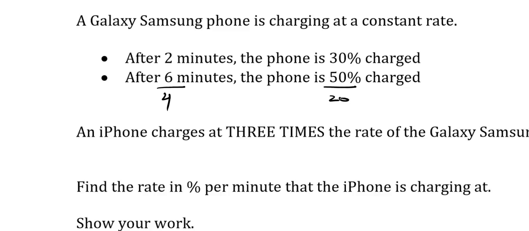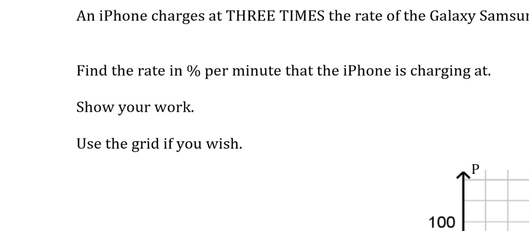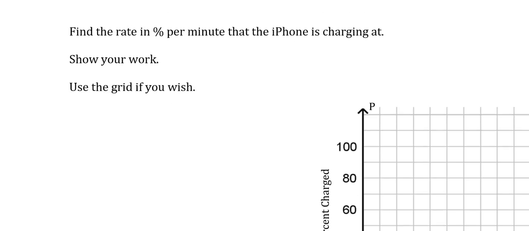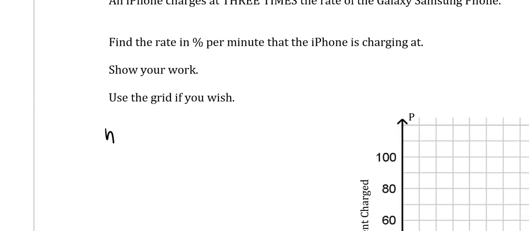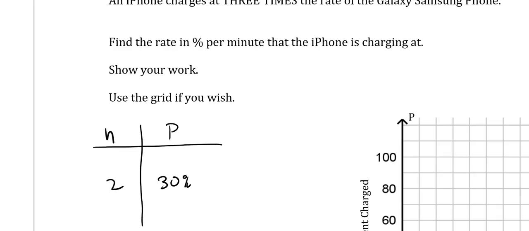So it went up 20% in 4 minutes. That's how you can find your rate. Here's what I'm going to do, though. I'm going to take that information and put it into a table. Number of minutes. Let's see. Is it N? They're using N, so I'm going to use N. Number of minutes, and then percent charged. I'm going to leave a space for 0 because I know that I'm going to need 0 eventually. So in 2 minutes, it's at 30%. And at 6 minutes, it's at 50%.